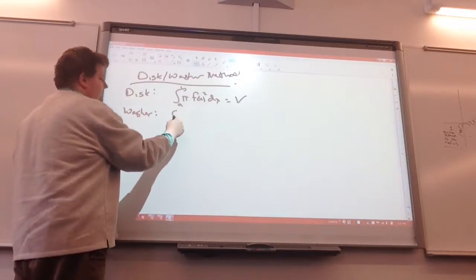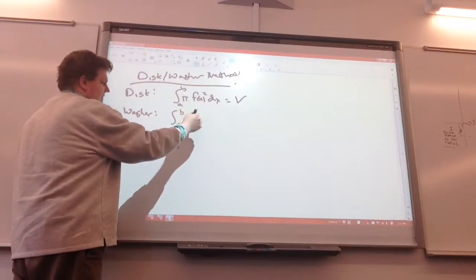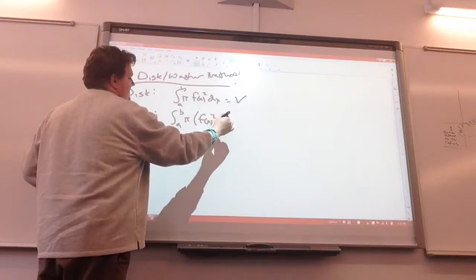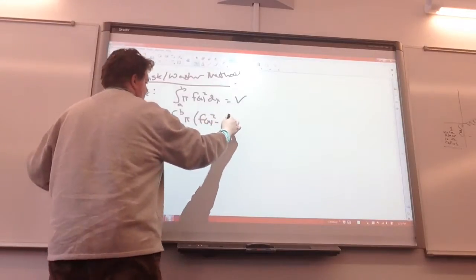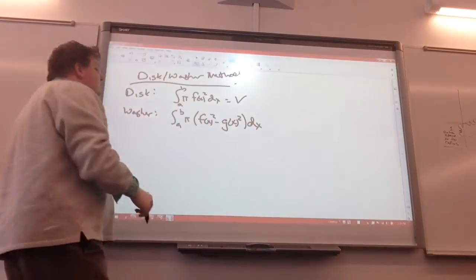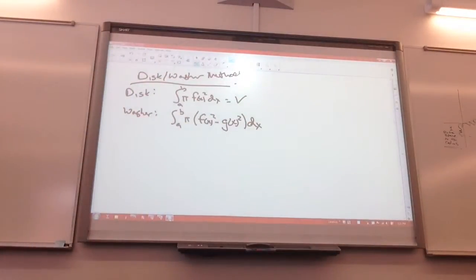The washer method is the same idea. It's just that we have two functions. We're basically taking the area between two functions and rotating that around, just like anything else, creating a nice perfect solid.